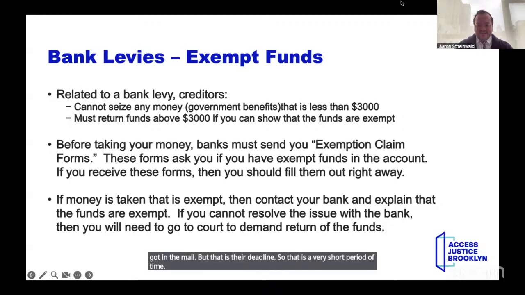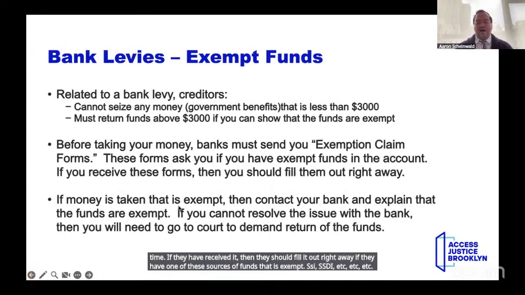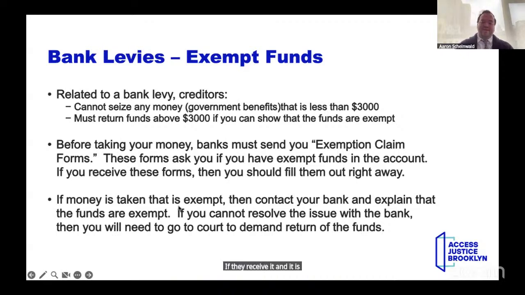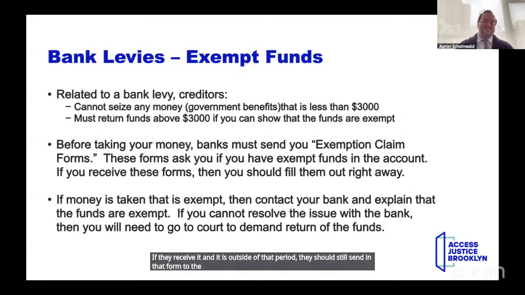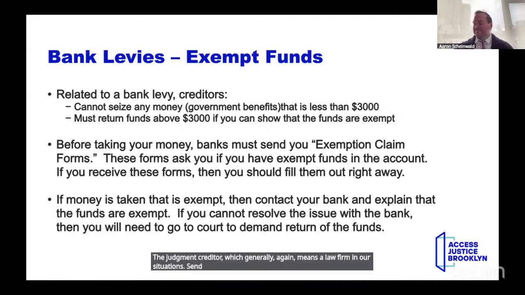If they have received it, then they should fill it out right away if they have one of these sources of funds that is exempt, SSI, SSDI, et cetera. If they receive it and it is outside of that period, they should still send in that form to the bank. And it is a very good idea in both instances to make a copy of that form for your own records, and to make a copy and send it to the entity that is representing the judgment creditor, which generally, again, means a law firm in our situations. Send it to the law firm saying, hey, this money is exempt.